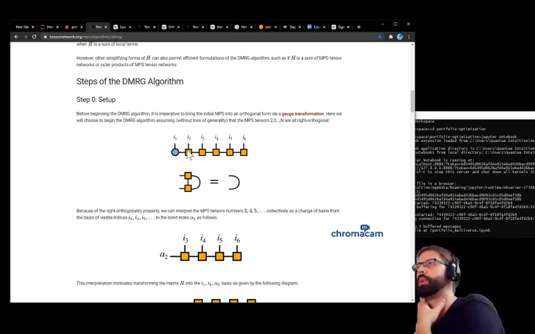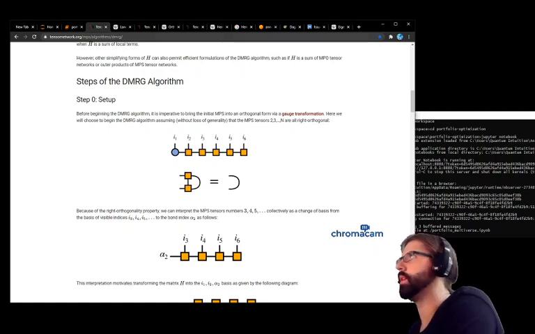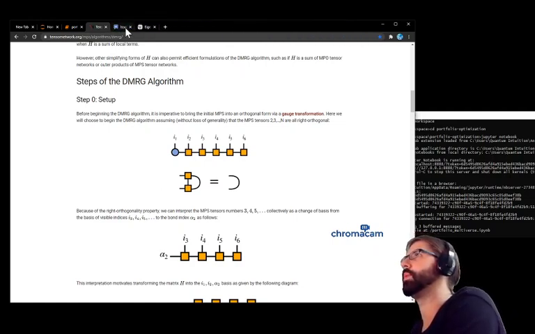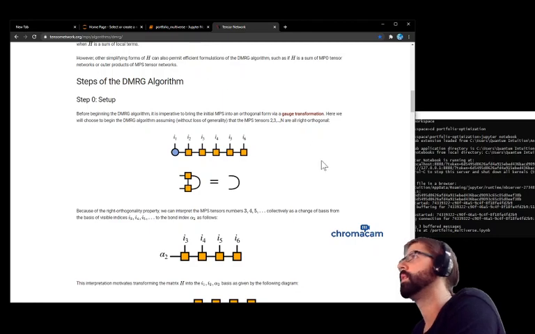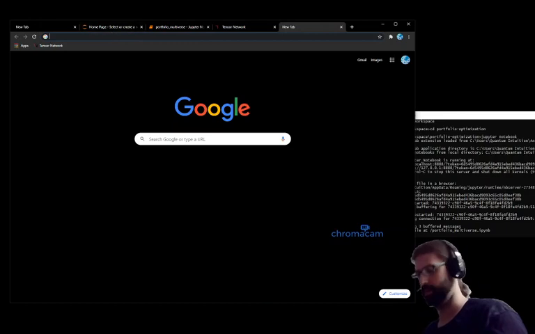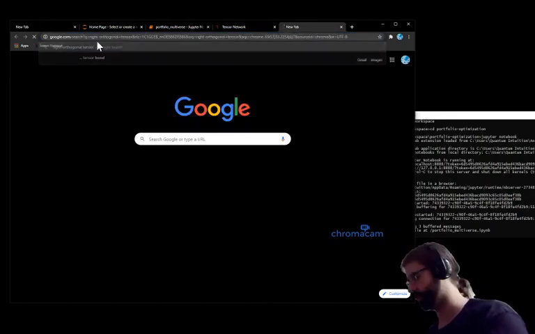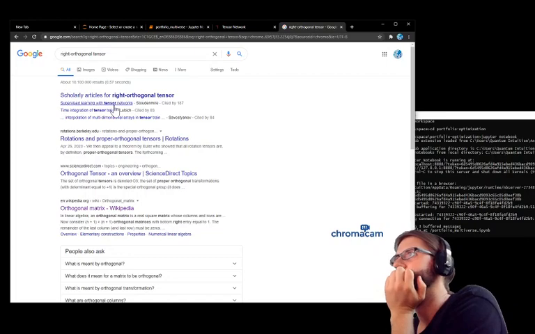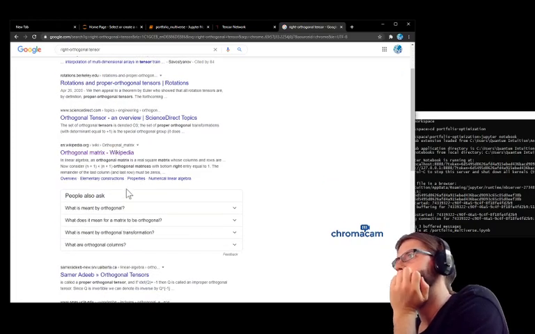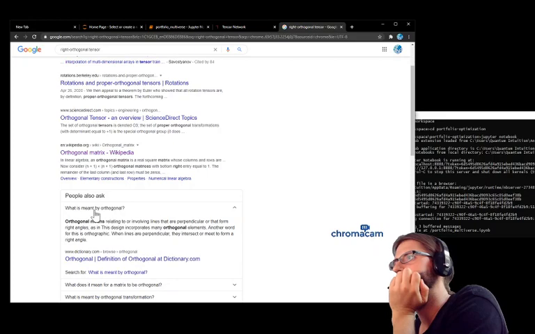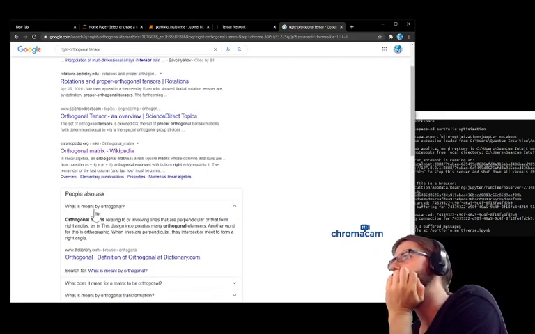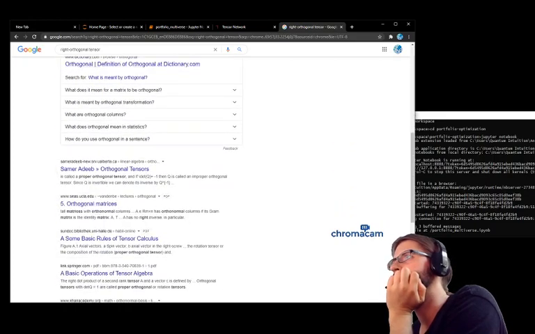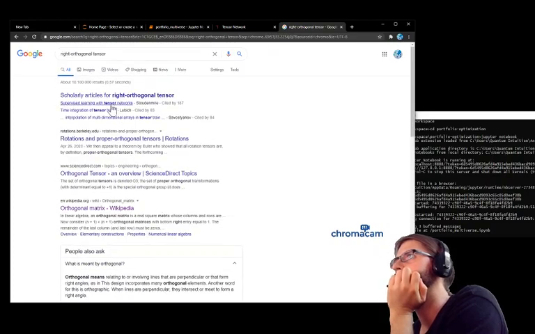So what is a right orthogonal? Okay, so right orthogonal, if I understood this well, let's just clean it up here. Right orthogonal tensor. So that's what we're looking for. Rotations and proper orthogonal tensors.